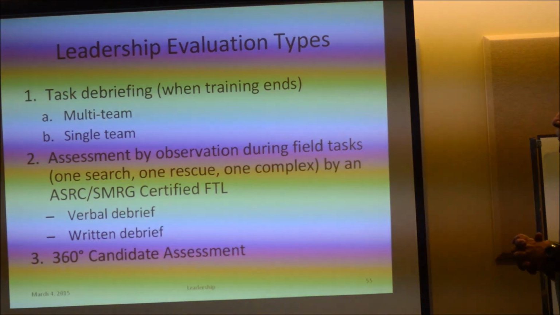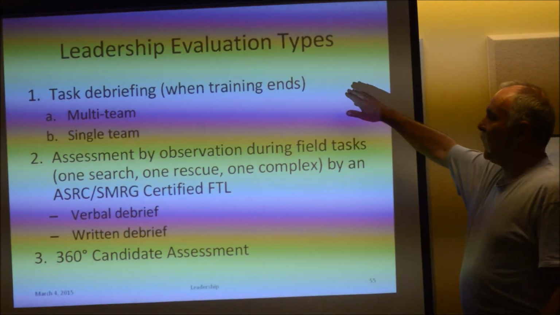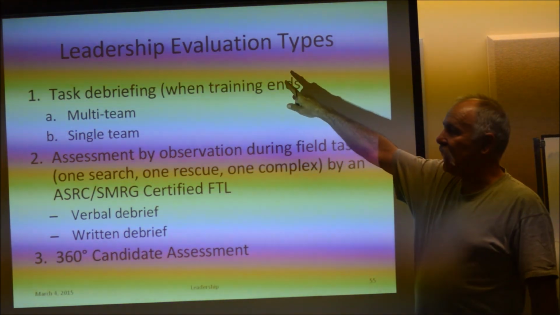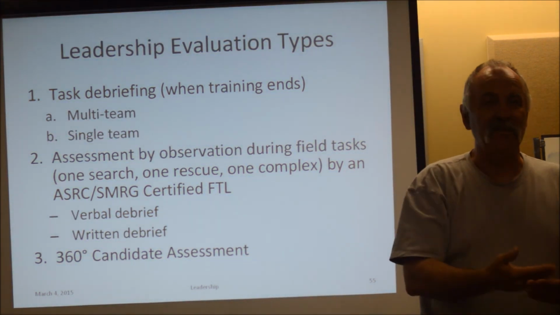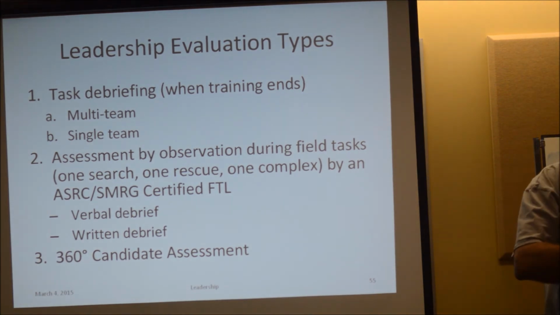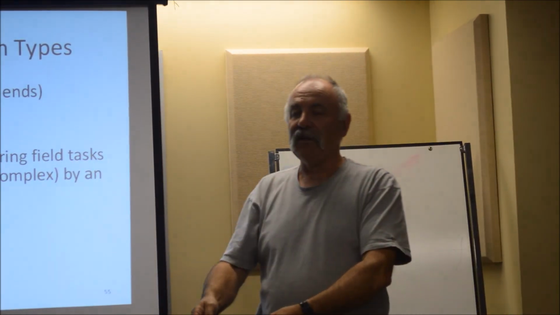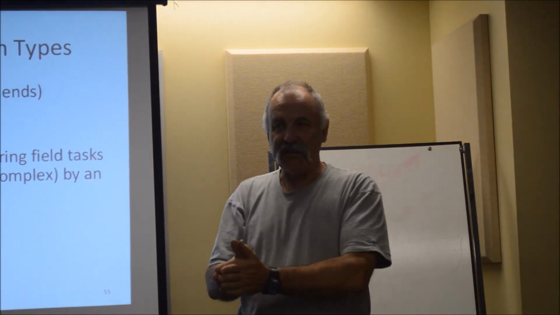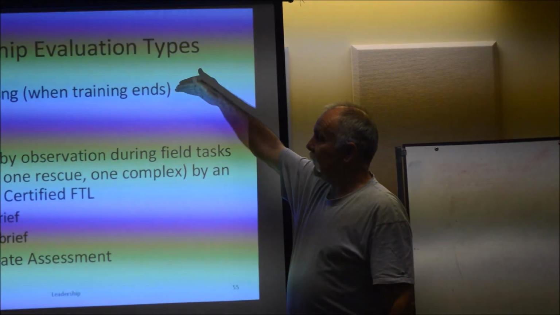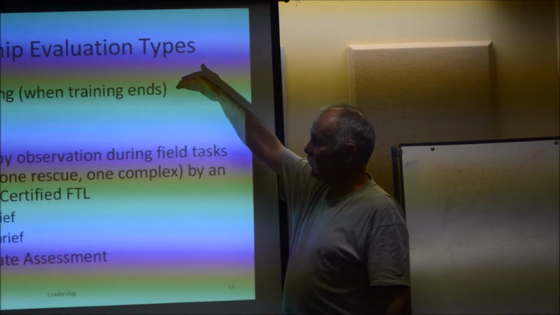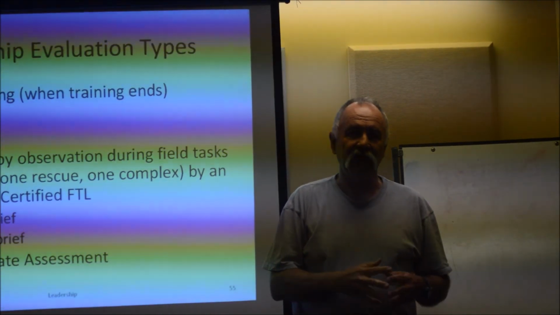So these are the evaluation types. There are 3 types. You get a task debriefing. This is when the training ends. This is not your task debriefing itself with the incident staff. That's separate. So in other words, you'll go through the simulation, you'll come back from your task, debrief your team, debrief the incident staff, and then that particular portion of that task is over, and then at the end of the training, you'll go into a task training debriefing. And you'll have a multi-team and single-team debriefing.